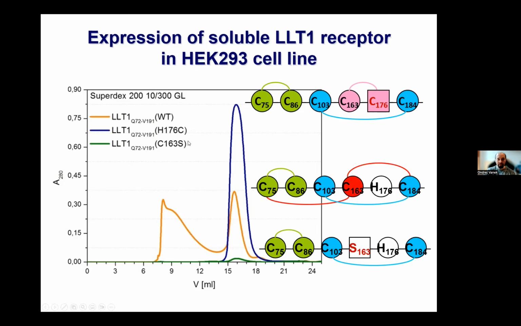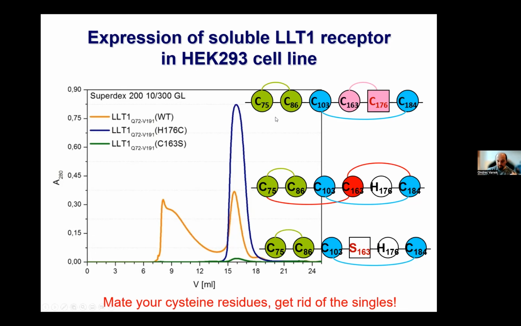So we created two mutants. In one, we mutated the odd cysteine to serine, but this was not expressed at all. In the other, we retrospectively mutated this histidine to a cysteine residue, which restored the missing disulfide bond, and that led to very nice stable production. So this is this blue chromatogram.